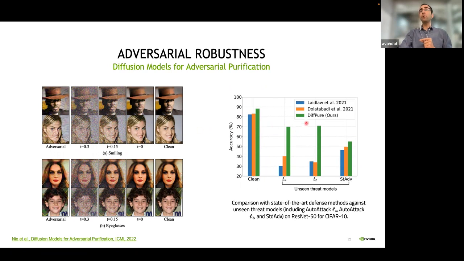We compared DiffPure to several works that are designed for handling unseen threat models. And we saw that these purification techniques using diffusion models can do very well compared to some of these state-of-the-art methods. And we believe that there might be very good potential for diffusion models to be used for adversarial purification. This work, I think, started some excitement in this space, and there have been multiple follow-ups analyzing this purification technique.